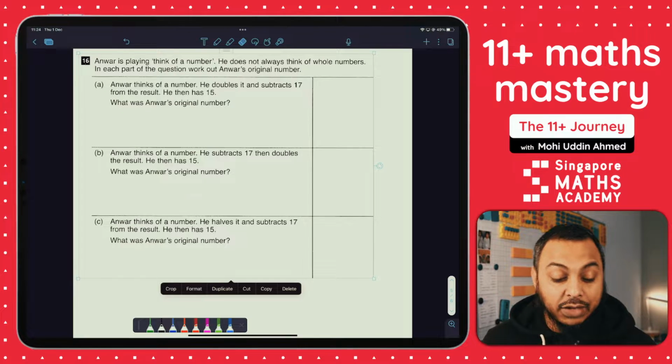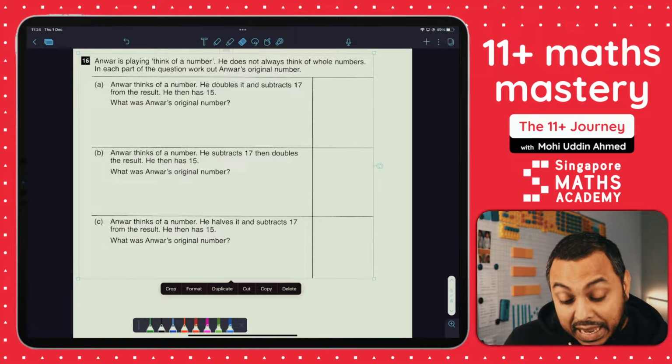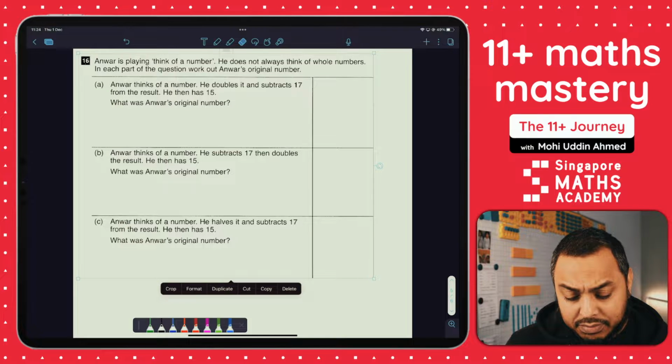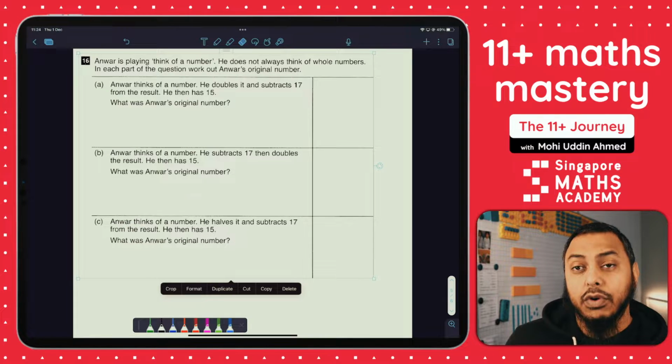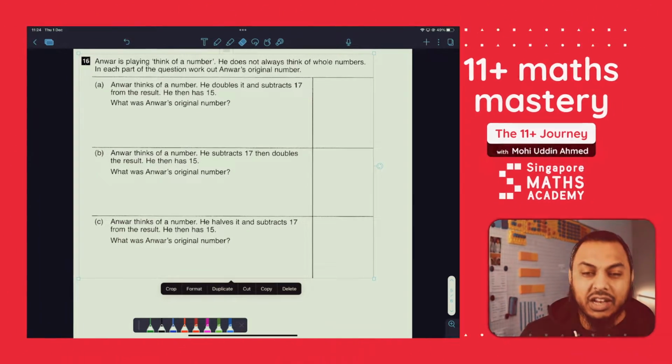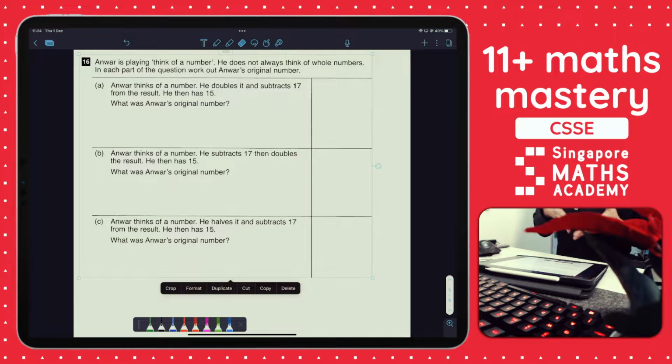It says here Anwar is playing think of a number. He does not always think of a whole number. So straight away, it gives us an indication that it may not be a whole number, and so decimals and fractions are a possibility here. In each part of the question, work out Anwar's original number.